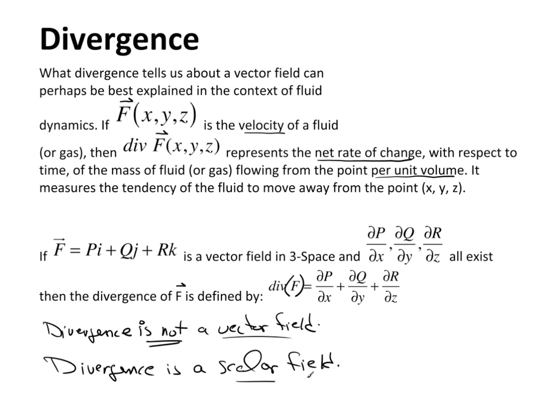Now, just quickly as a reminder, the difference between the idea of a vector field and a scalar field. A vector field assigns to every point, in this case in 3-space, a vector. And of course a vector has both magnitude and direction. Whereas a scalar field assigns to every point a scalar. In other words, simply magnitude without direction.